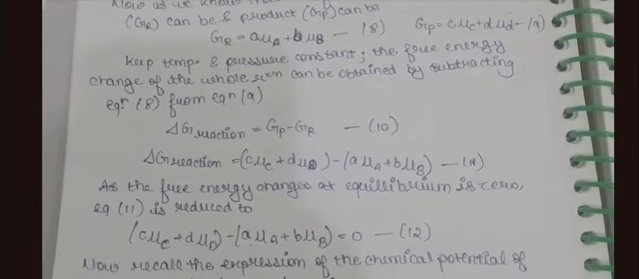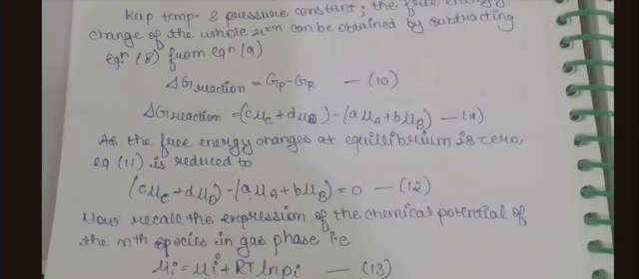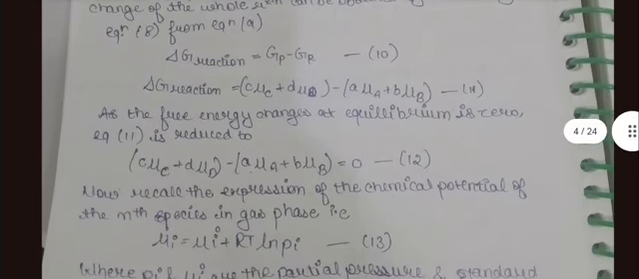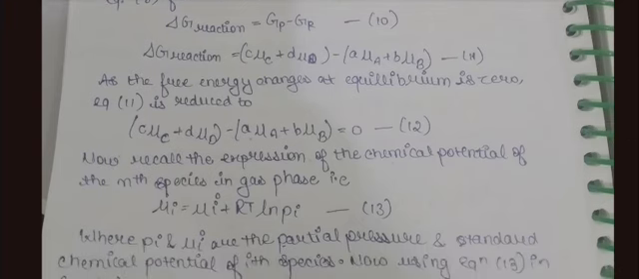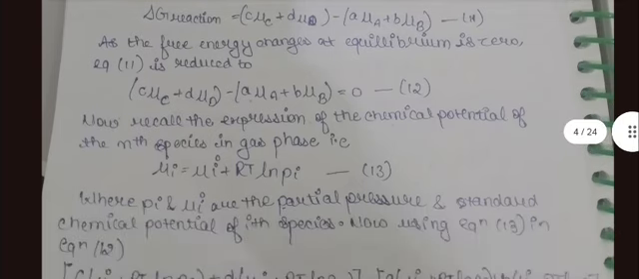The free energy change of the whole reaction can be obtained by subtracting equation 8 from equation 9. Del G reaction is equal to Gp minus Gr. Del G reaction is equal to C Uc plus D Ud minus A Ua plus B Ub. As the free energy change at equilibrium is 0, equation 11 is reduced to C Uc plus D Ud minus A Ua plus B Ub is equal to 0.